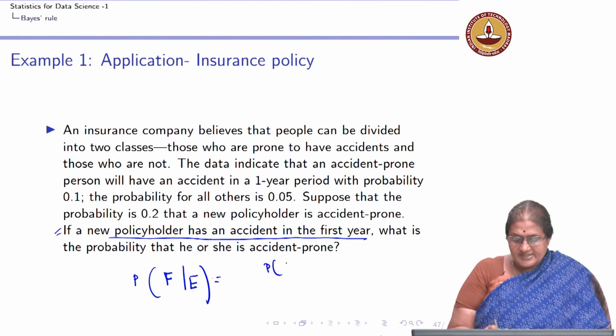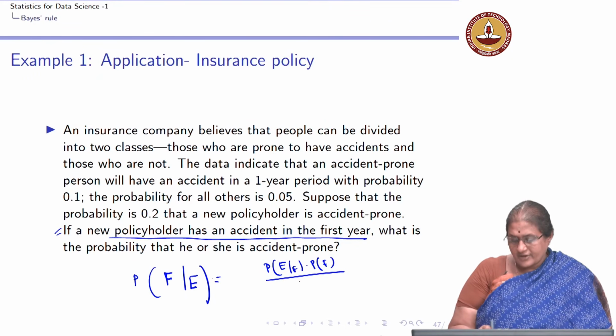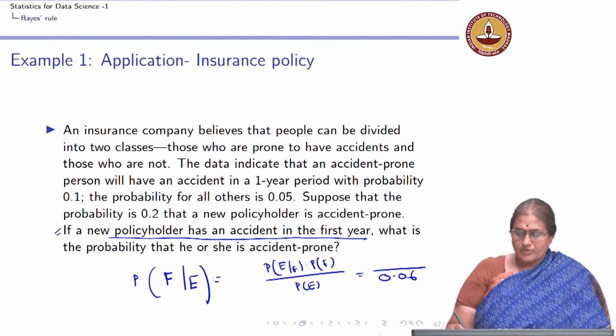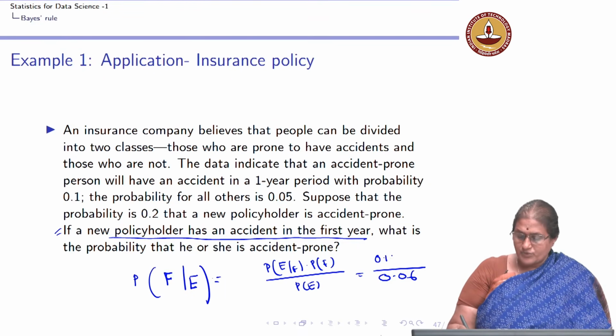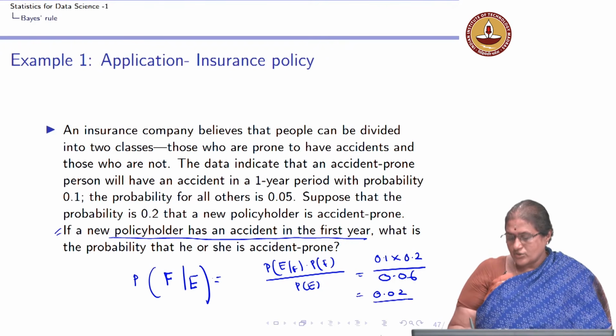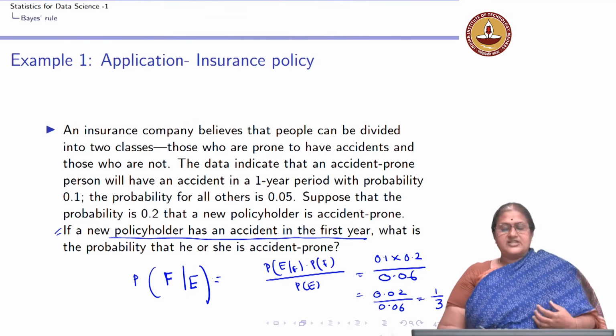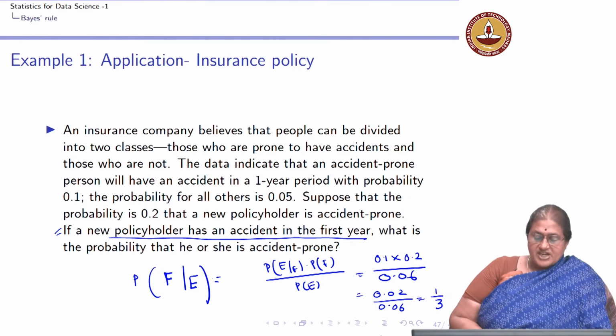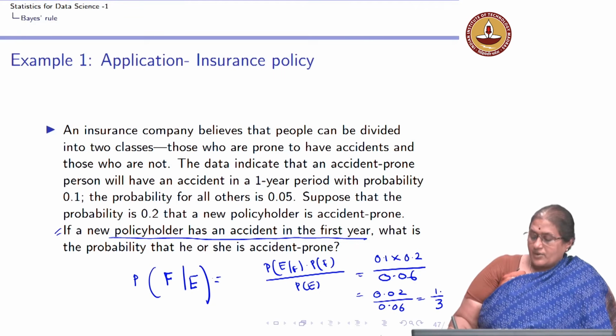Applying Bayes theorem, this is going to be probability of E given F into probability of F divided by probability of E. We already computed probability of E in our earlier problem, which was 0.06. Probability of E given F I know is 0.1, probability of F is 0.2. So, I have 0.02 by 0.06, which is 1/3. In other words, if a new policy holder has had an accident in the first year, the chance that he or she is accident prone is 0.33.